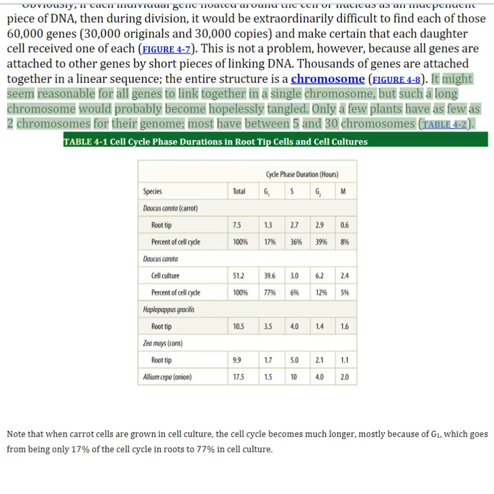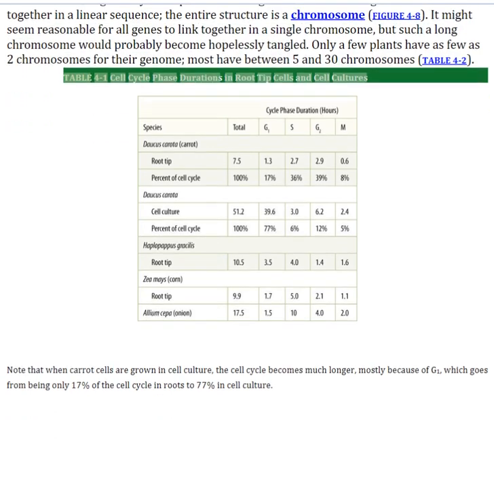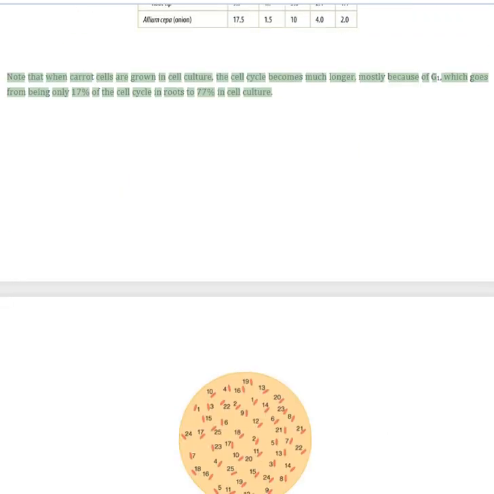5 and 30 chromosomes. Table 4.1 Cell cycle phase durations in root tip cells and cell cultures. Note that when carrot cells are grown in cell culture, the cell cycle becomes much longer, mostly because of G1, which goes from being only 17% of the cell cycle in roots to 77% in cell culture.